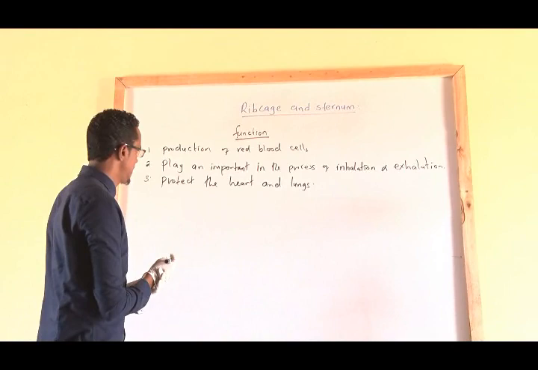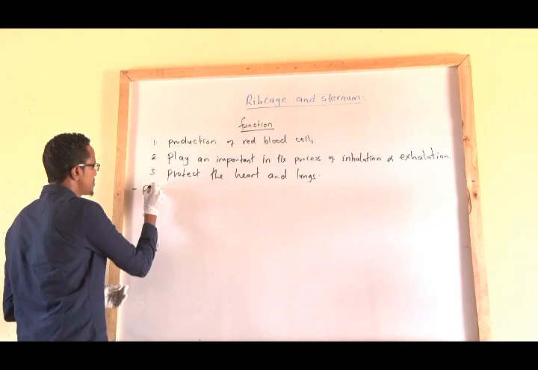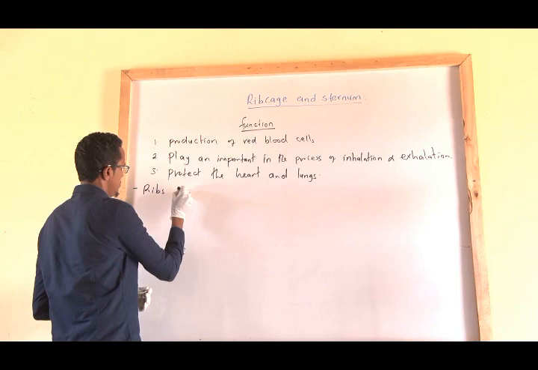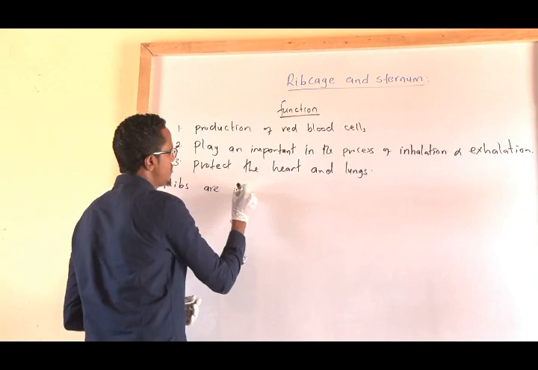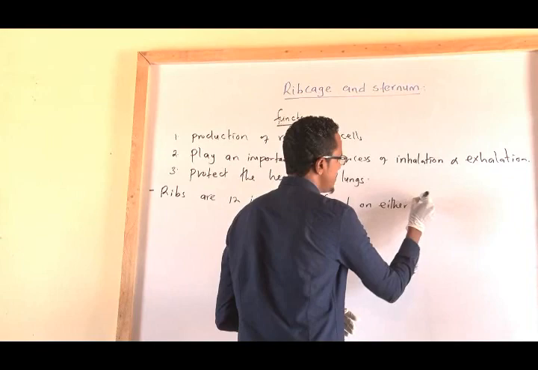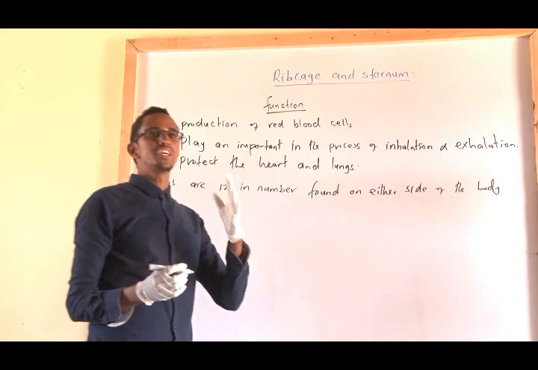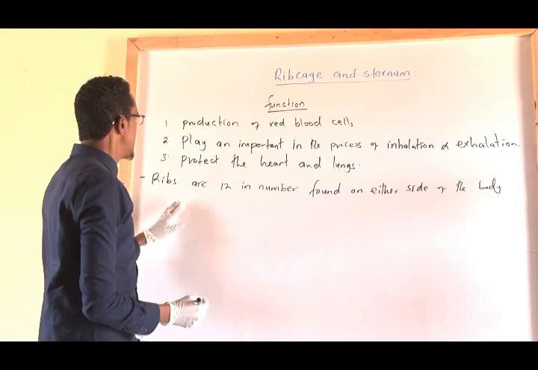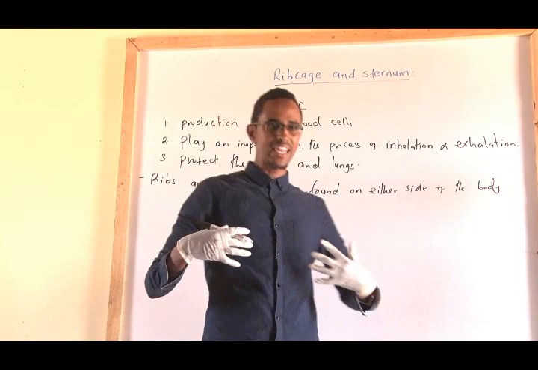I will say now, when I talk about ribs, for the case of man, ribs are 12 in number, found on either side of the body. If you want, we will count them. Ribs are 12 in number, and they are found on either side of the body, not only one side, they are found on this side and then they are found on this side.